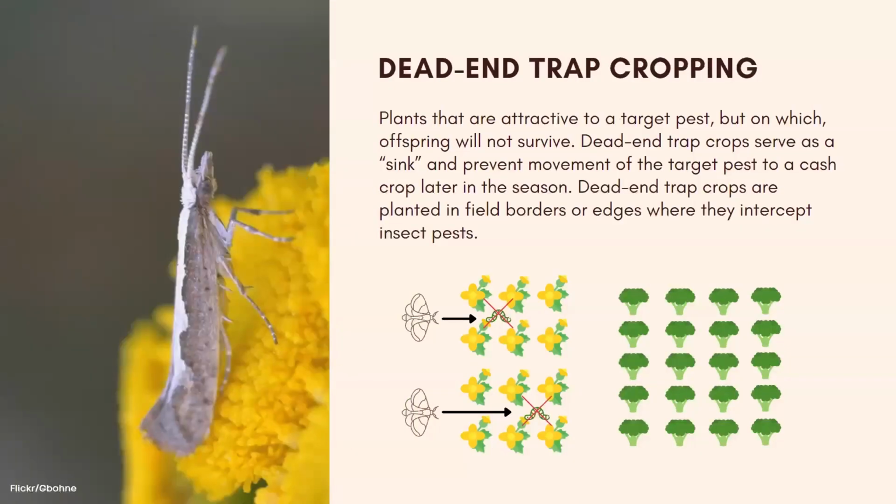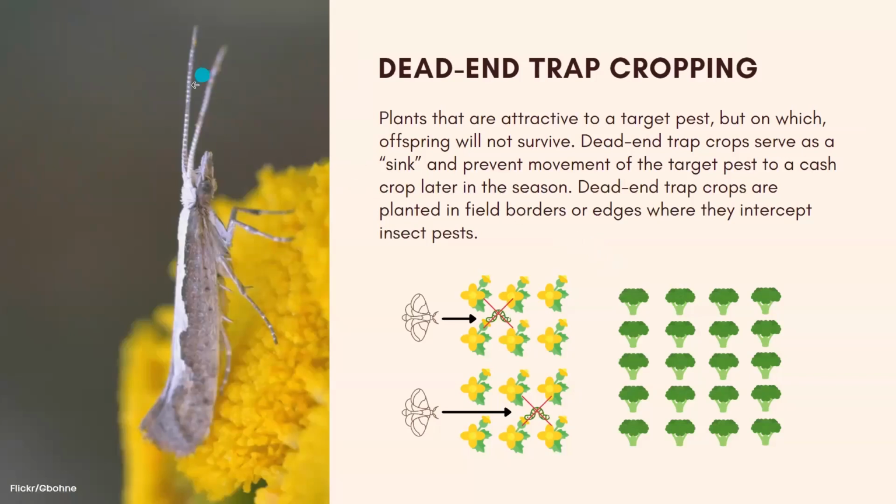So the next one is called dead end trap cropping. So these are plants that are attractive to a target pest, but on which offspring will not survive. So dead end trap crops serve as a sink and prevent movement of the target pest to a cash crop later in the season. So dead end trap crops are planted in field borders or edges where they can intercept insect pests.